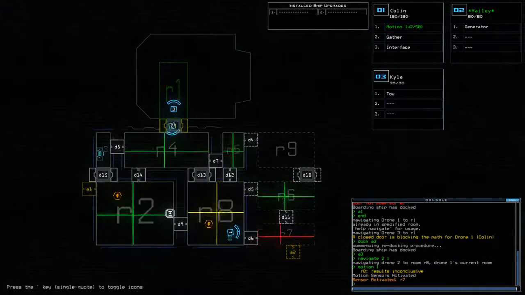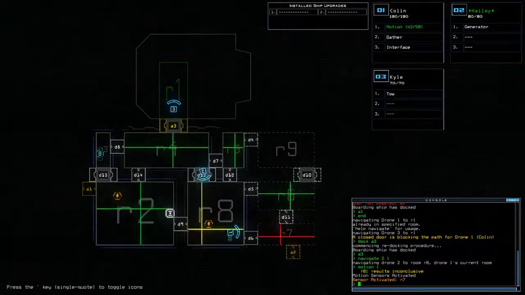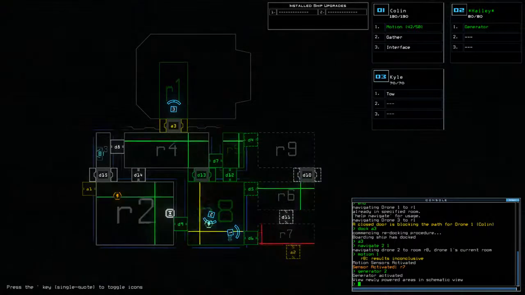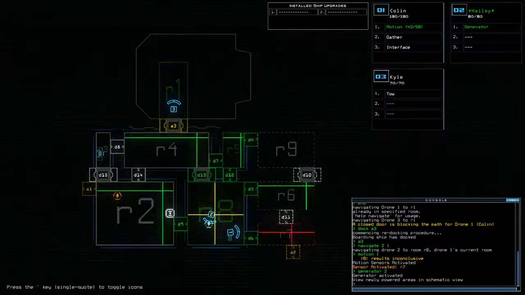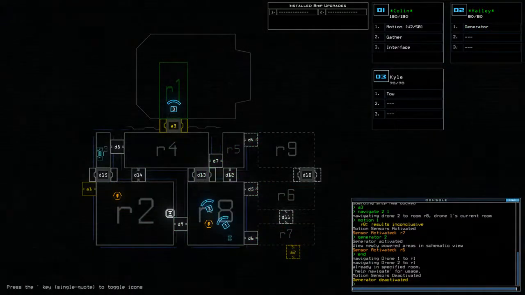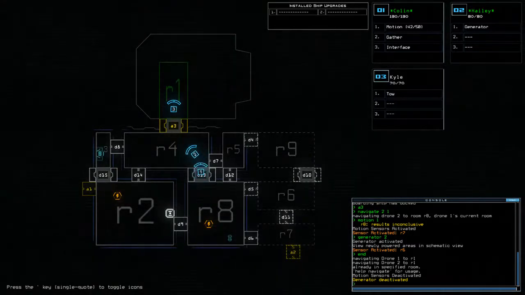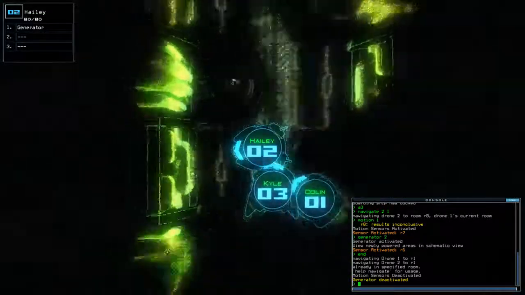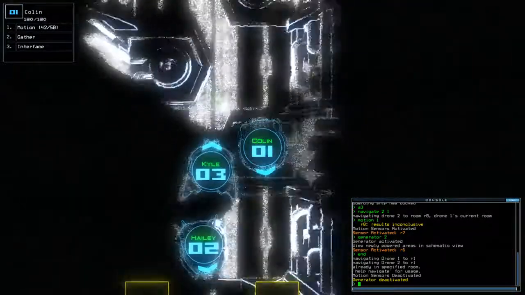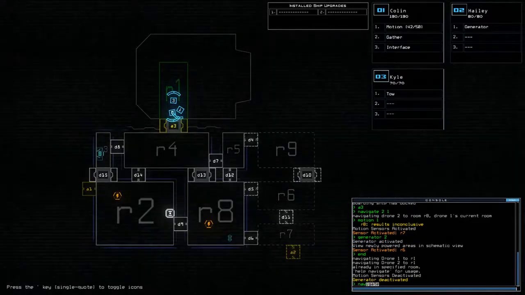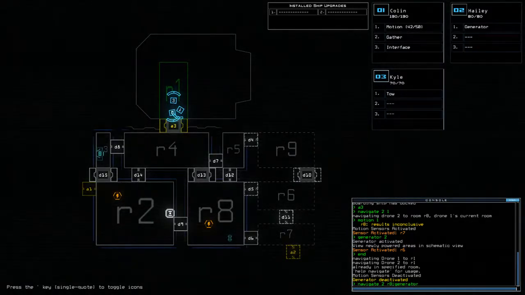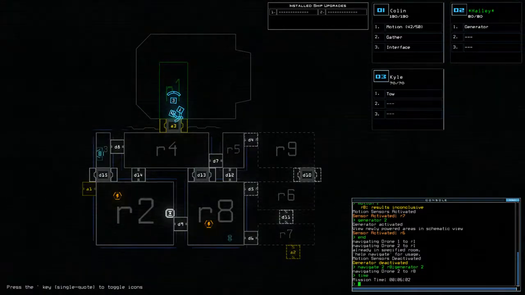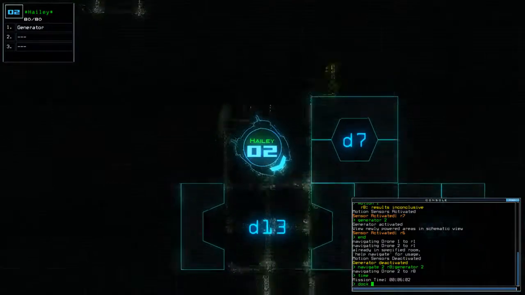Motion 1. Okay, that room's clear at the moment. Really? Okay. You want to play this the hard way? Fine. We'll play this the hard way. Nav 2R8 Gen 2. Dock A1.